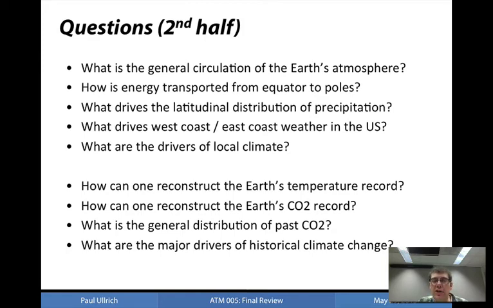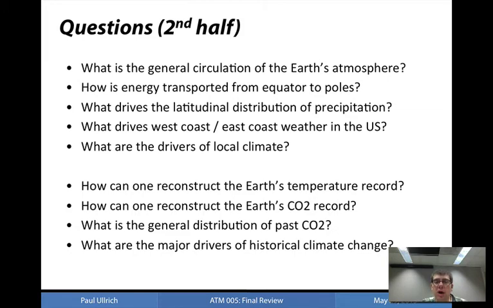You need to know how energy is transported from equator to poles. Remember that there are two main mechanisms. Hadley circulation transports energy from the intertropical convergence zone to the subtropics at 30 degrees north and south, and then extratropical cyclones and tropical cyclones, and cyclonic activity or eddy activity, is then responsible for transporting energy from the subtropics farther northward.